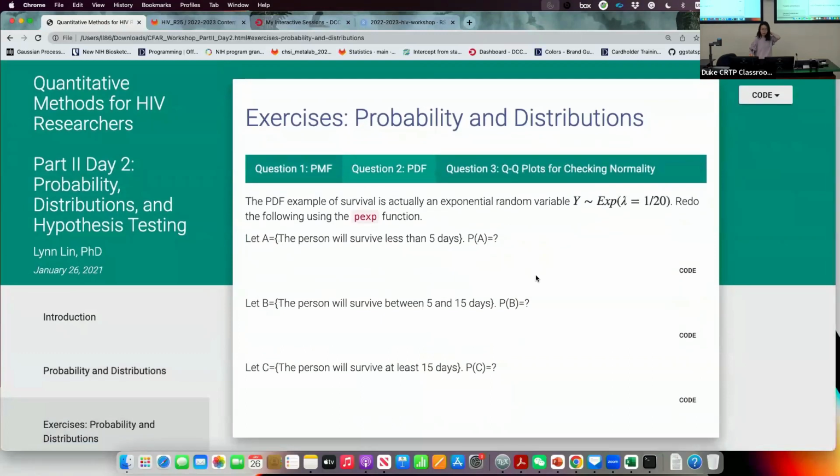Okay, so similarly, the other example we use for the survival time is actually an exponential random variable. This is EXP, which stands for the exponential distribution with the parameter controlled by lambda. So lambda equals 1 over 20. For the time being, let's just look at the example here. The person will survive less than 5 days. How do we do that?